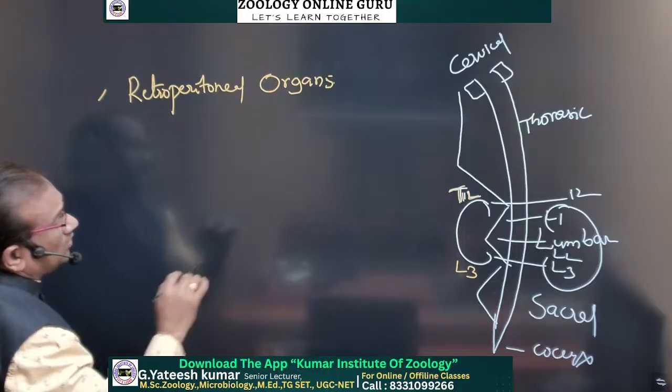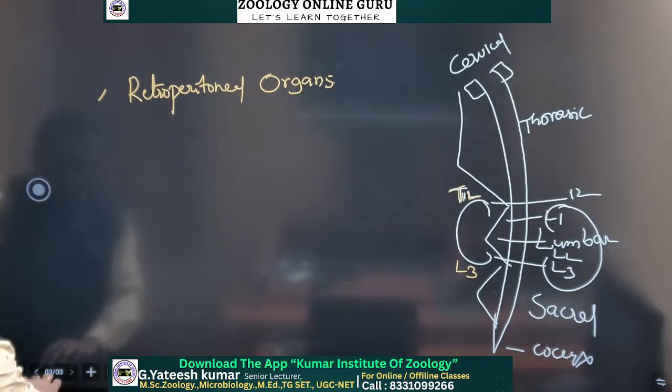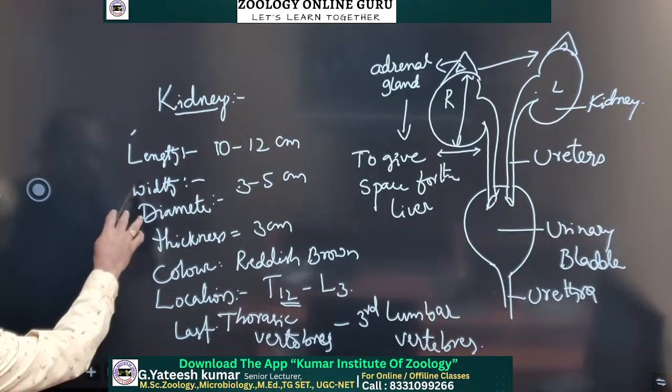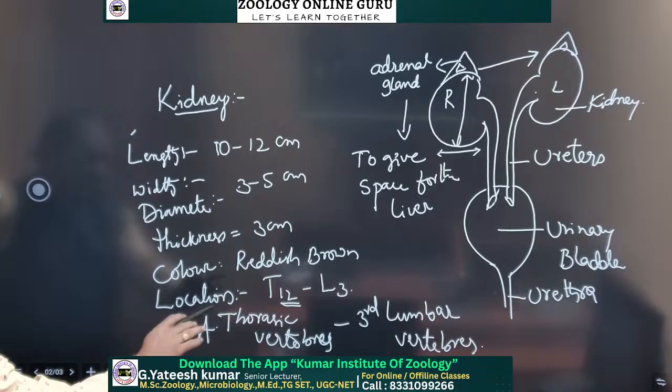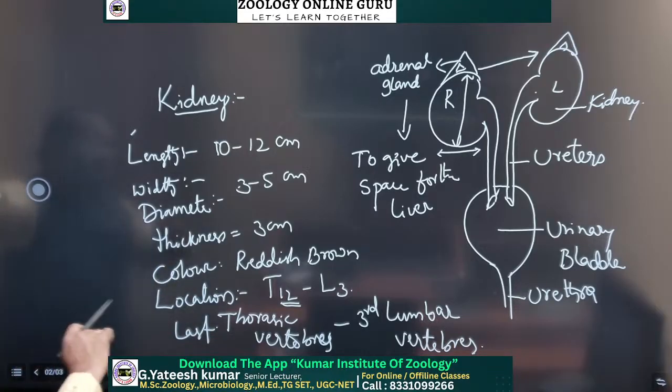Retroperitoneal organs, so that is the location. And color: we just discussed the length, width, diameter and thickness. Color is reddish brown. Location is here. Okay.